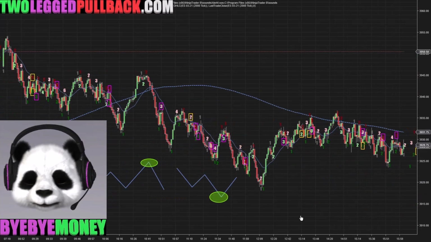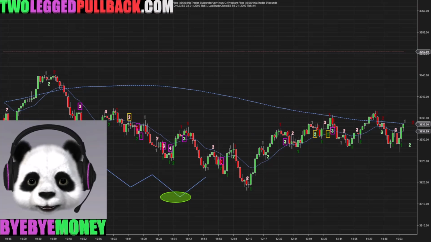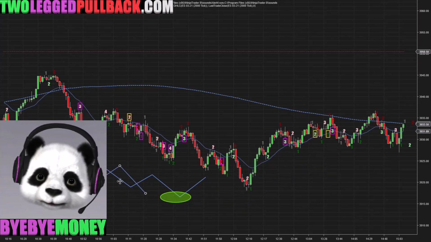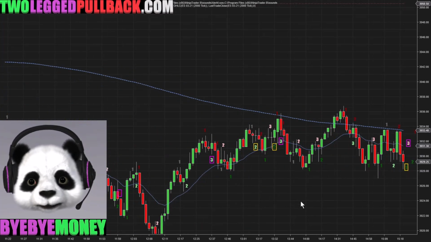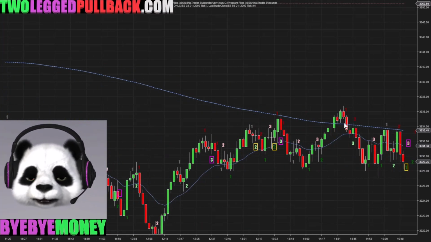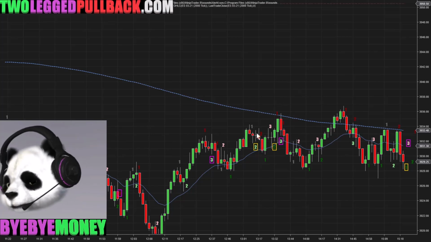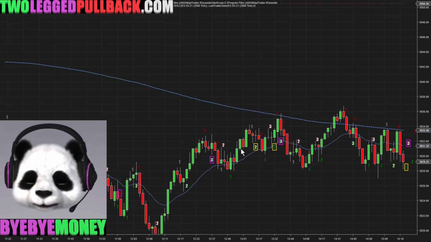For instance, if I were to zoom in here and have this two-legged pullback, well, it's a little skewed, but I'll just draw it out here. Just look at this chart. We have a two-legged pullback at the 240 SMA, and a two-legged pullback here at the 20 EMA. So I'll just draw one real quick here. Here's the A, B, C pattern and second entry, and there's your scalp. And also an A, B, C pattern, and then there's your scalp.